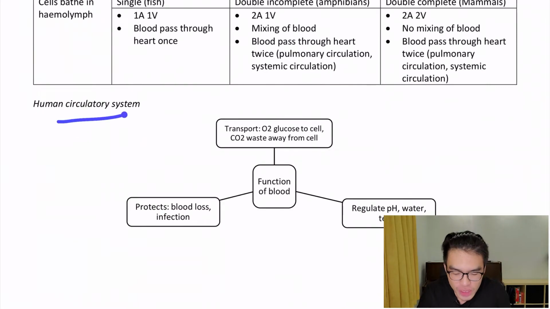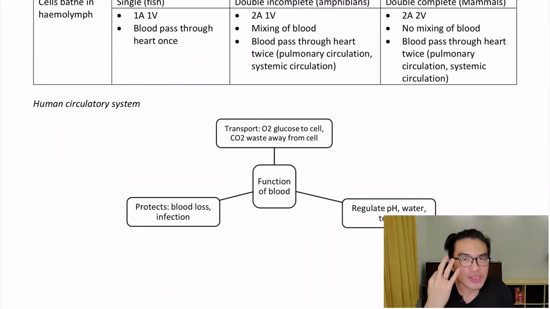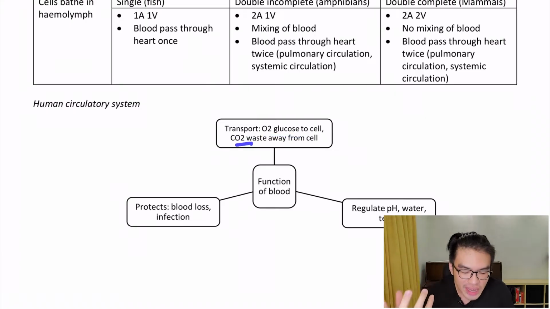Moving on, the human circulatory system. The blood has three functions. Number one, to transport oxygen and glucose to the cells, and of course to take carbon dioxide and waste away from the cells. That's the most important function. Number two, to regulate pH, water, and temperature. Number three, to protect you from blood loss and of course from infection.